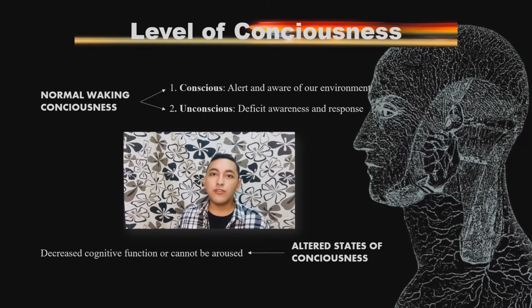Moving to the levels of consciousness. The levels of consciousness consist of two levels: first is normal waking consciousness and the second is altered states of consciousness. The first one, normal waking consciousness, consists of two parts. First is conscious, which is when we are alert and respond to our surroundings, and the other one is unconscious, which is a deficit and alteration in our consciousness. The second part, altered states of consciousness, will be presented by my friend.